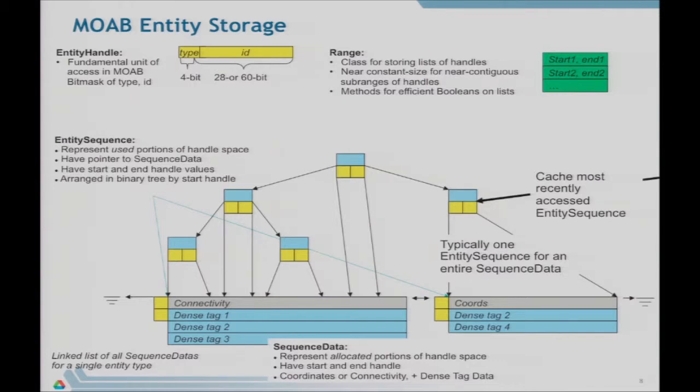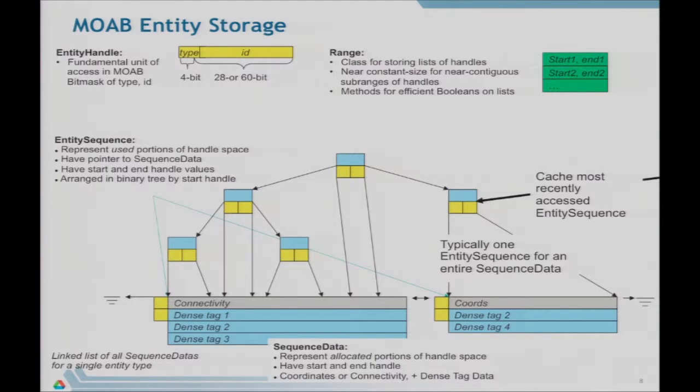And in practice, since you often have high degrees of contiguity in the handle space with entities created in MOAB, ranges provide near constant size storage for storing large lists of entities. That's useful for both memory and also for time efficiency, because ranges also support Booleans, list Booleans, so you can subtract one range from another or look for intersections between ranges. And in practice, when you're dealing with large lists of entities coming back from a large mesh, using ranges is quite an efficient way of doing that.